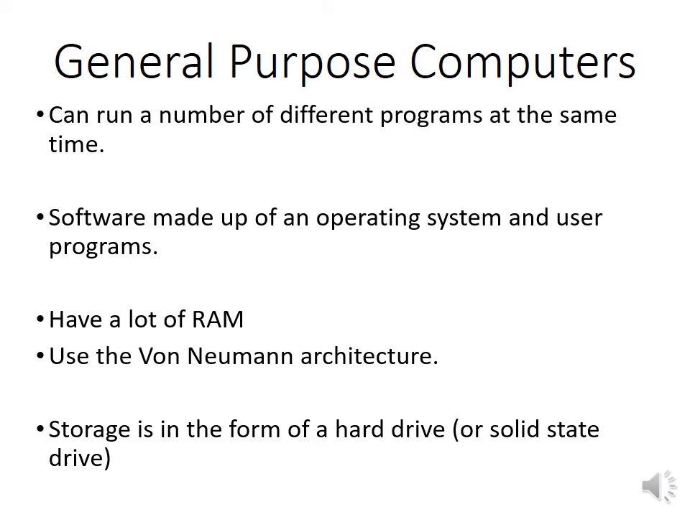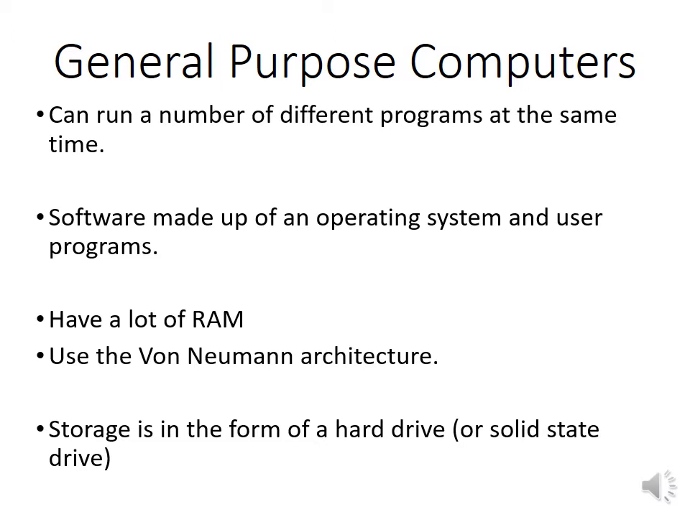General purpose computers have a lot of RAM. They use what is known as the von Neumann architecture. In the von Neumann architecture, both the program and data are stored in the same memory. In other words, they use the same address space.